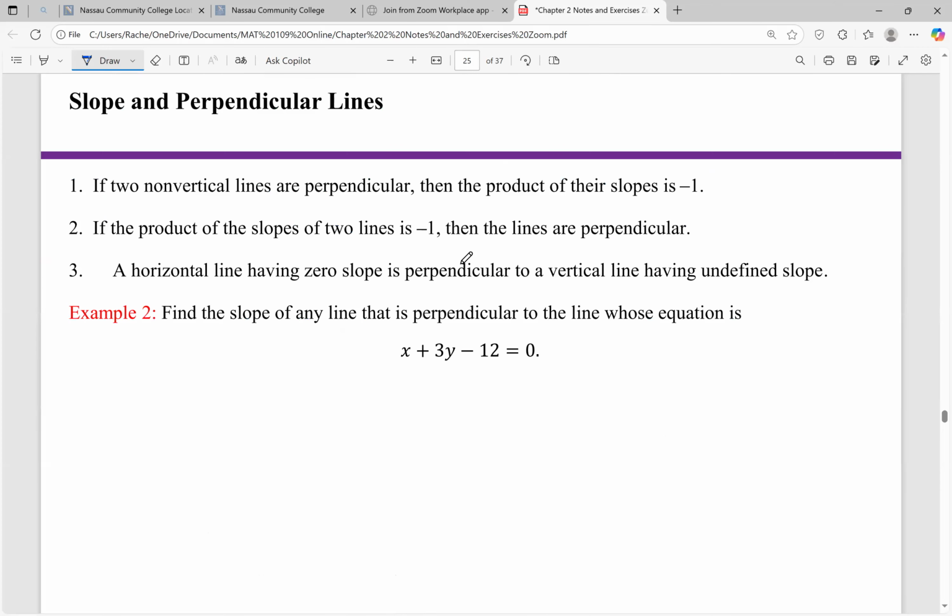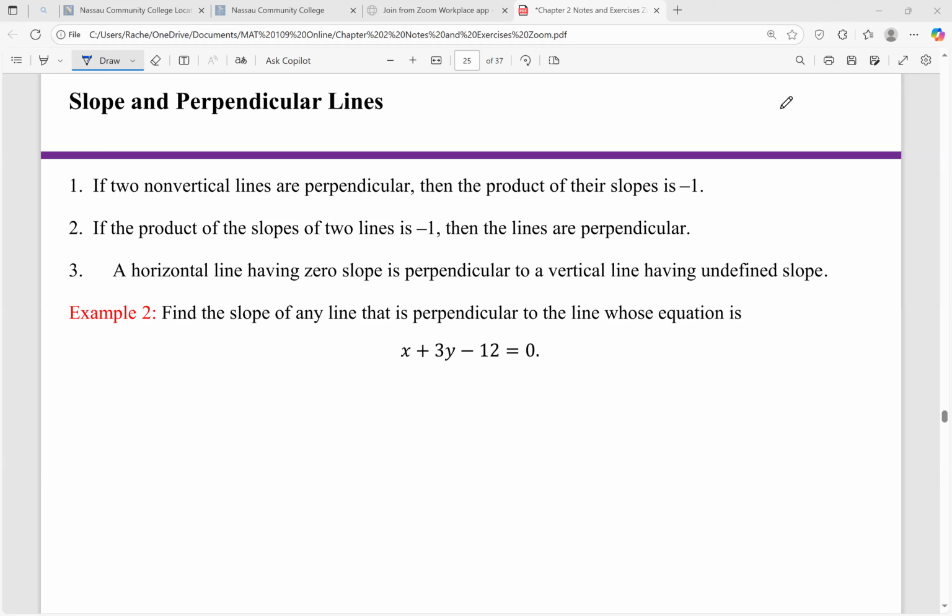So now let's talk about perpendicular lines. If two non-vertical lines are perpendicular, then the product of their slopes is -1. If the product of the slopes of two lines is -1, then the lines are perpendicular. So the key with this, similar to the parallel lines, is that we had to pay attention to the slope. Parallel lines are going to have the same slope. Perpendicular lines, if we take the product of their slopes, we should get -1.